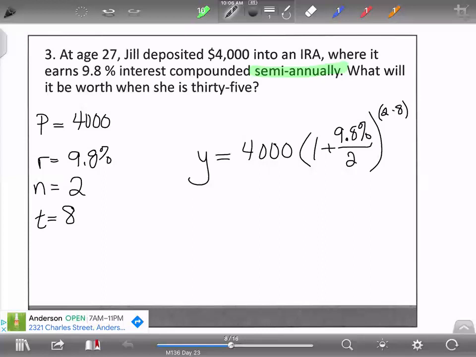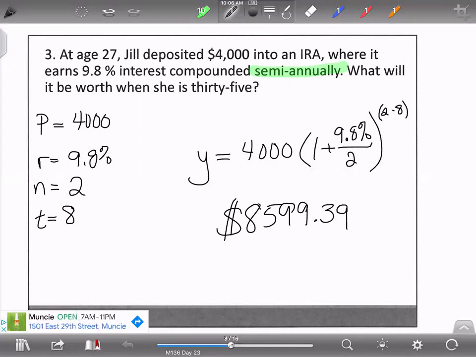So you should get a value of $8,599.39. So after 8 years, Jill's initial investment will have over doubled in value.